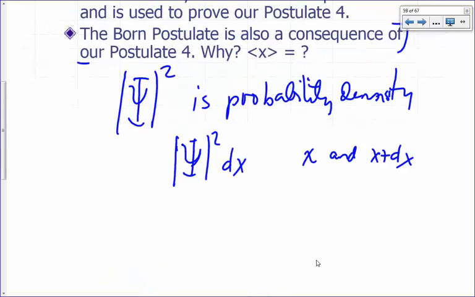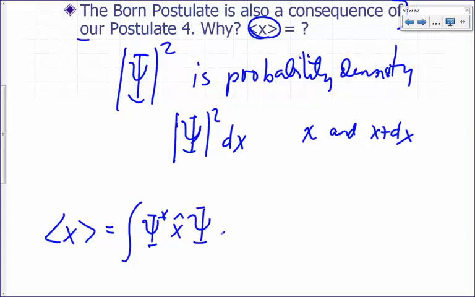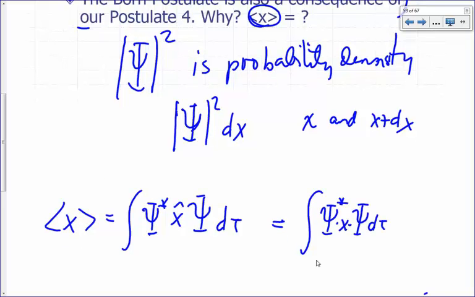Okay, so let's calculate the average location, the average x value. How do we get that? Integral of what? Psi star x hat psi d-tau, right? So it should be automatic, okay? If you want to calculate the average of anything, put it between psi star and psi, integrate over all space. So what would this be? Well, it's just a multiplicative operator. So this is just psi star times x times psi d-tau, right?